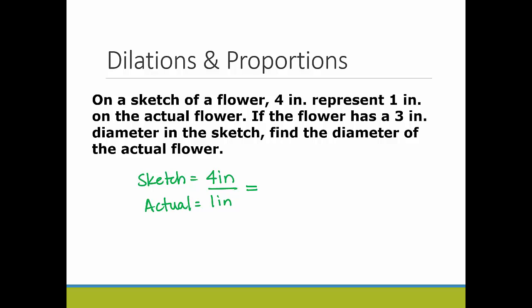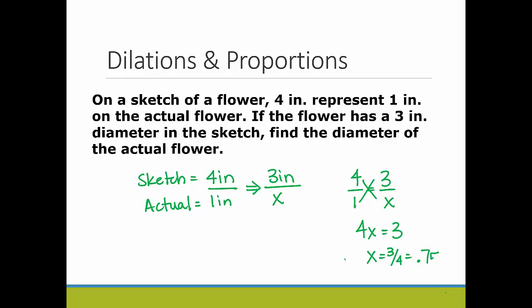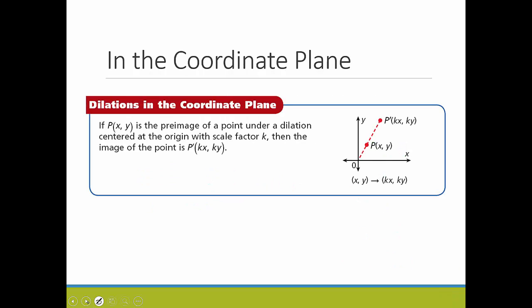So we can use this to set up a nice little proportion. If the flower has a 3-inch diameter in the sketch, what would it have to have in the actual flower? This is what we don't know. Our proportion is pretty easy to solve if we use cross products. You get 4x equals 3, and that means x is 3/4 of an inch, or we could say 0.75 of an inch. So hopefully that's a nice review.